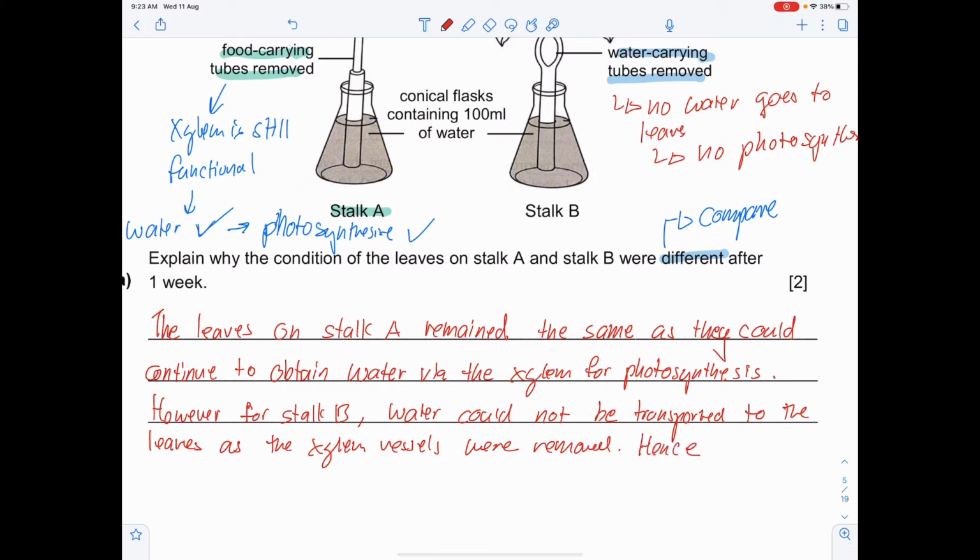Hence, the leaves for B could not make food or could not photosynthesize.